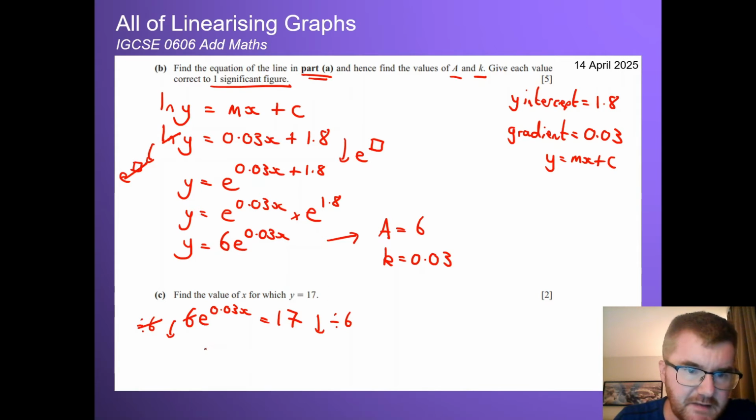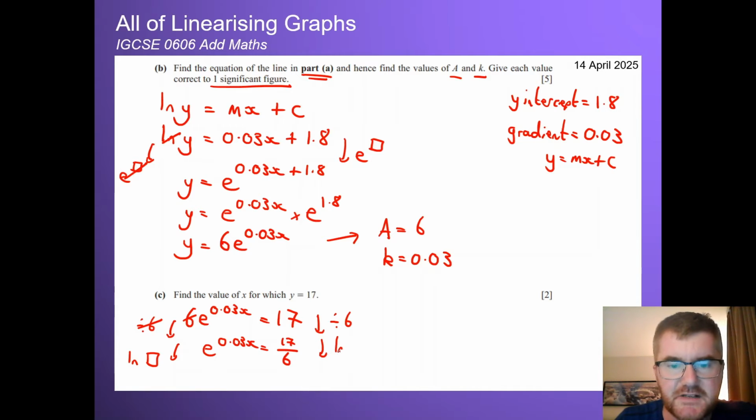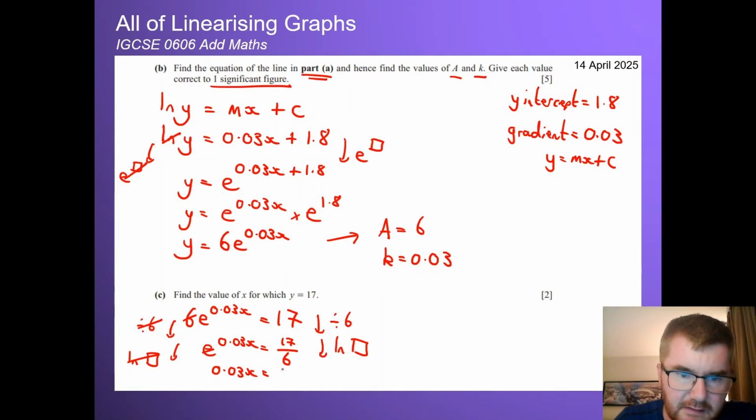This cancels, giving us e to the power of 0.03x is equal to 17 over 6. Then we want the opposite operation of e, which is the natural log. So we're going to do the natural log on both sides. I put a box to represent the expression. So this cancels, giving us 0.03x is equal to the natural log of 17 over 6. And then we divide through by 0.03.